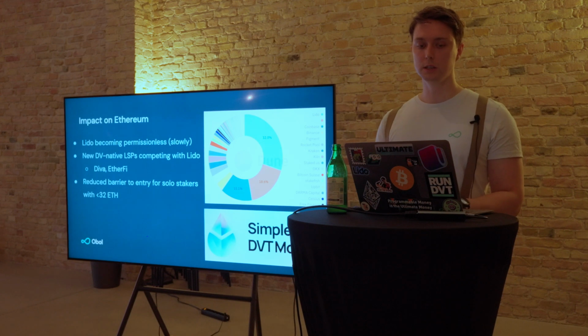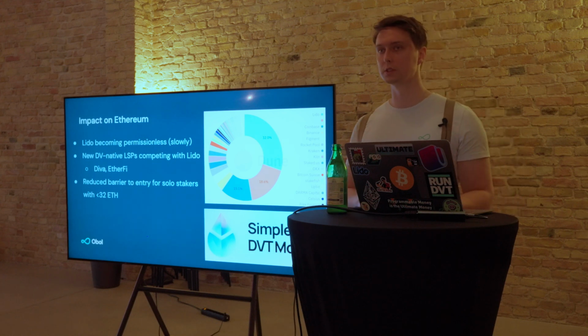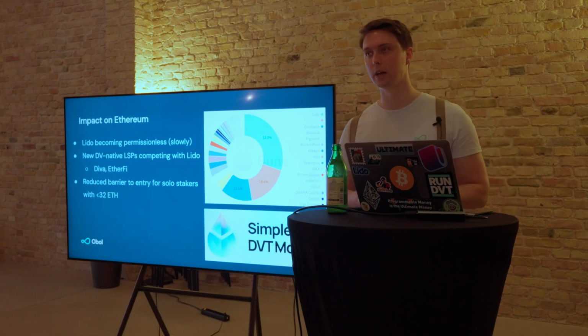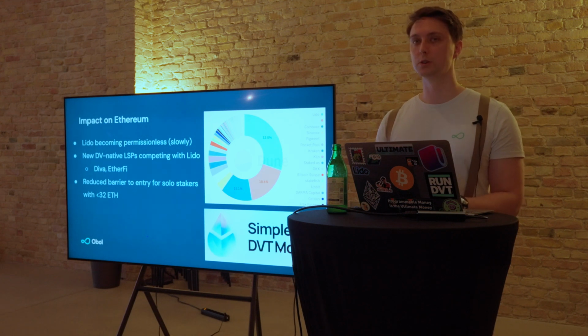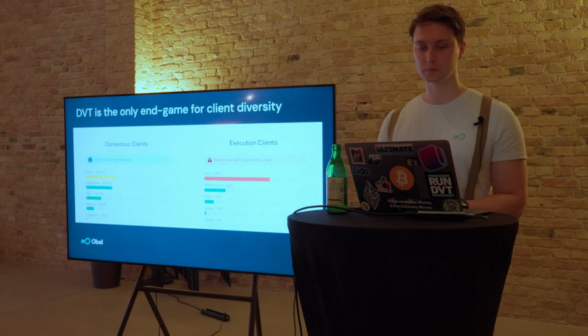So this is Diva staking or EtherFi, like I mentioned before. EtherFi is still in an early stage where most of the stake is in a curated set similar to Lido, but they're going to start onboarding distributed validator clusters very soon. And like I mentioned before, if you're a solo staker, it reduces the barrier to entry where you don't need 32 ETH anymore. You can find people to share that 32 ETH bond with.